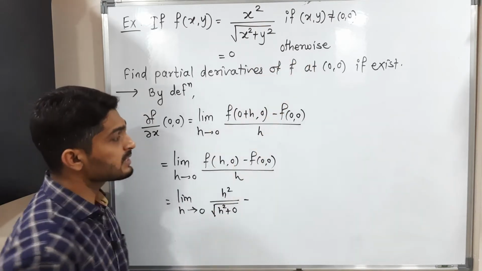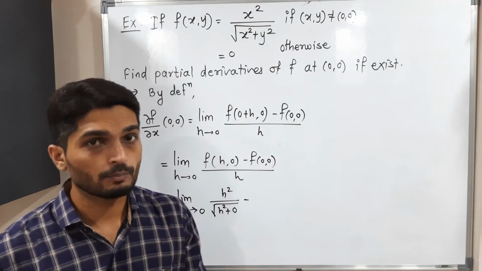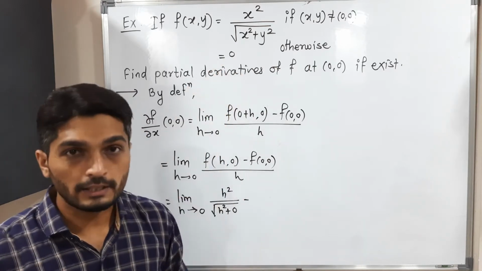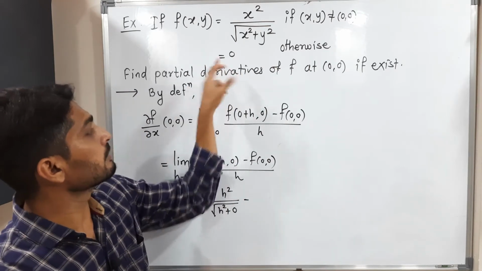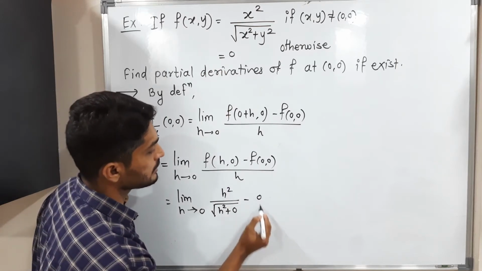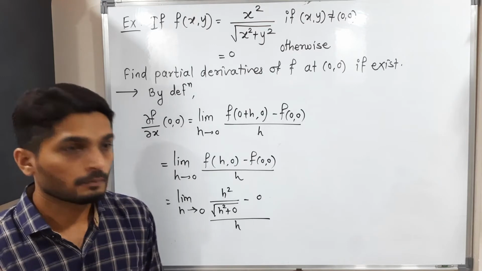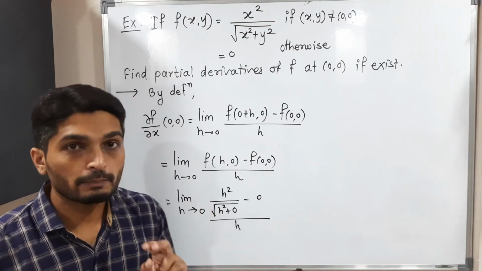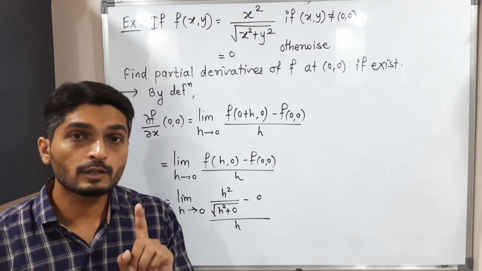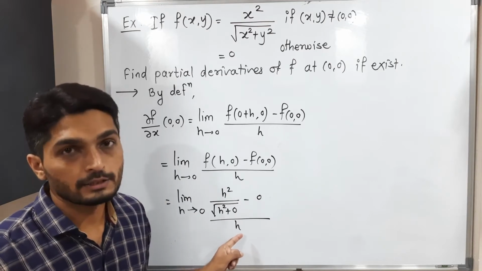See, when we have (0, 0), if both of them are 0, that time we have to use the second definition, for which the value of f is 0. So clearly I will mention 0, divided by h. See, we can do one thing. This h squared, that means two h's are there. So we can cancel one h with this h.